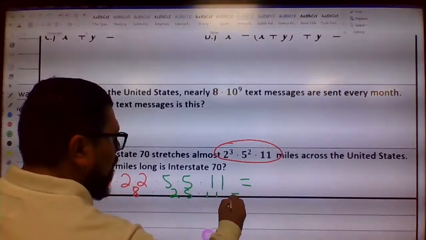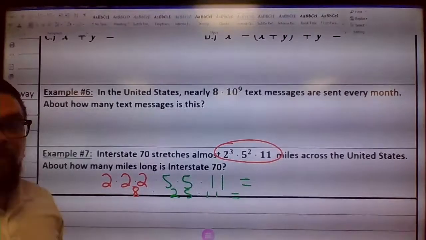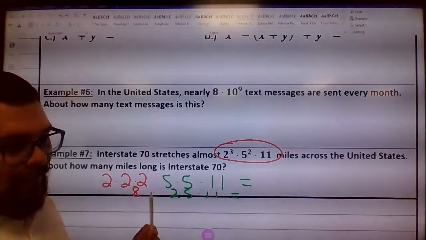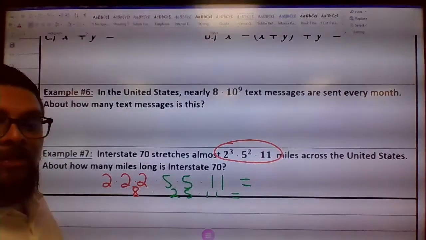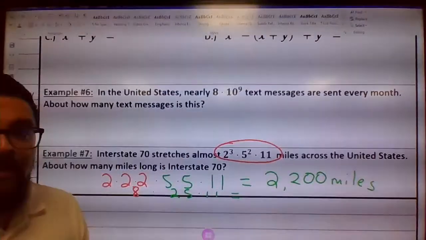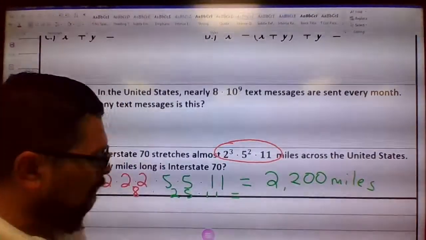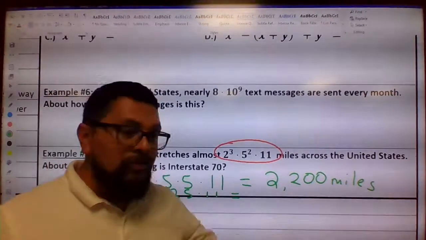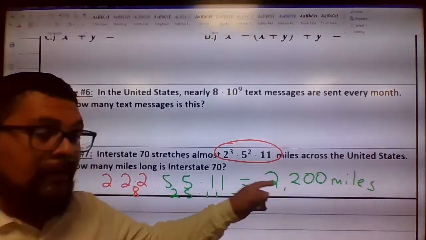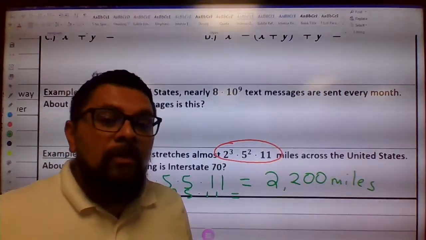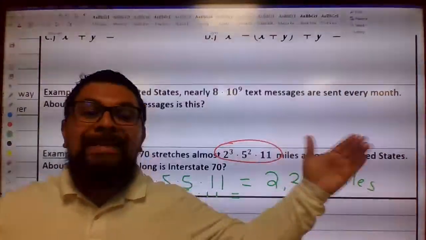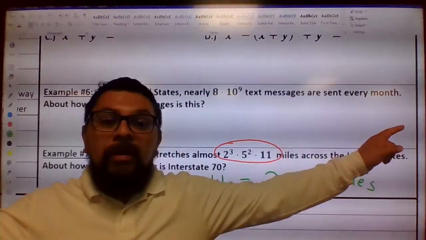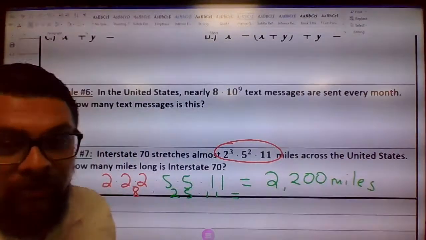Times 11. So in this case, you're going to go ahead and use a calculator. Type it in there, 8 times 25 times 11, and then write in there what you get. All right, so once you put this in the calculator, 8 times 25 times 11 is 2,200 miles. So this is a long interstate. It's a long freeway. The US is a little more than 3,000 miles long from California all the way over to New York. So this is a big interstate.